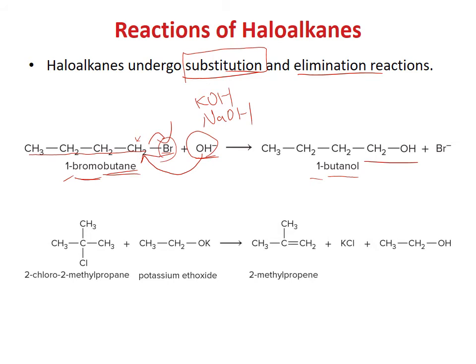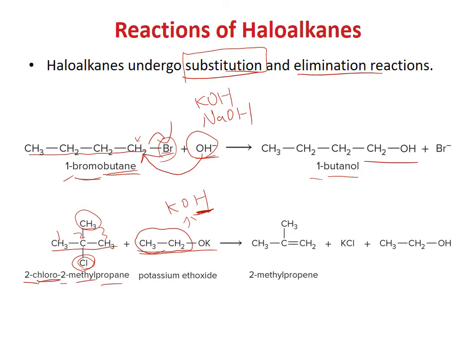In the next reaction, the second example, it's a chloroalkane, and the longest chain has 3 carbons, 1, 2, 3, and chlorine on number 2 carbon, so 2-chloro, and a methyl group also on number 2, so 2-methylpropane. The other reactant is potassium ethoxide. This is very similar to potassium hydroxide, but the hydrogen is replaced by an alkyl group. And so it's still a strong base, just like potassium hydroxide.